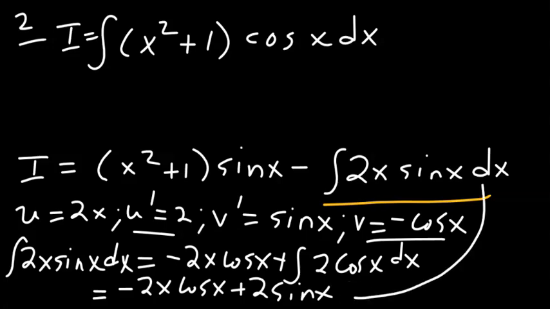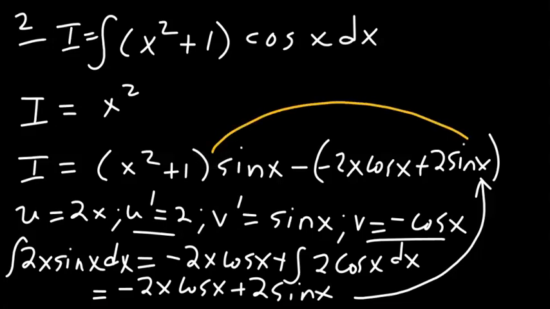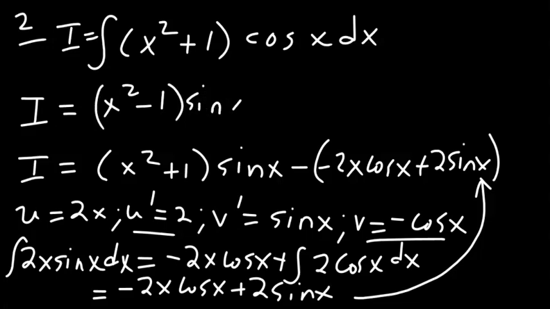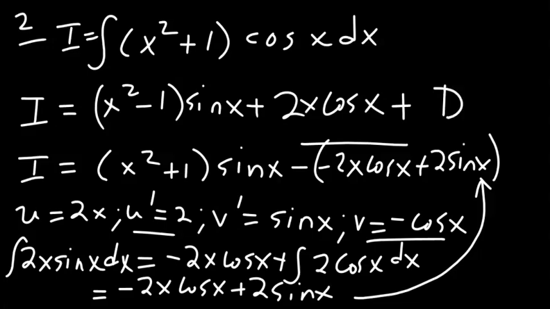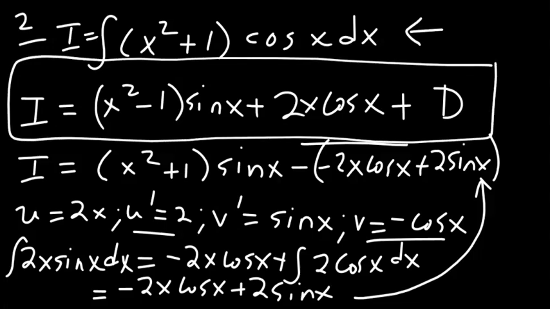So substituting this in here, we get this term. So now let's simplify the I. The I will become x squared. Note, sine x minus 2 sine x is minus sine x. So it will be minus 1 sine x plus this term, which is 2x cosine x, plus an overall integration constant, let's call it d. And this is the final answer to that integral.